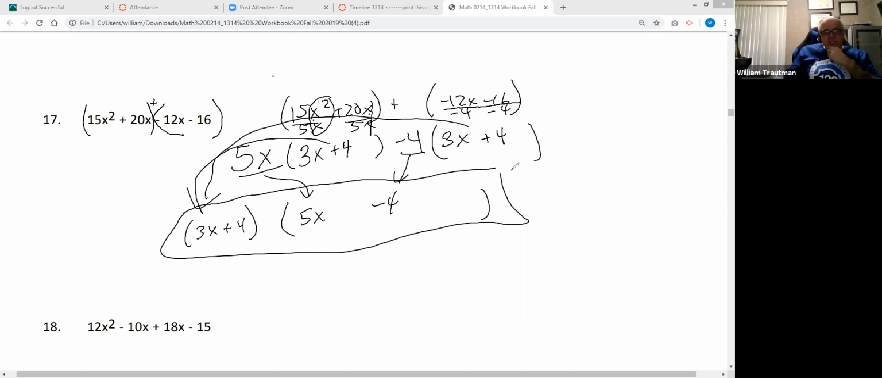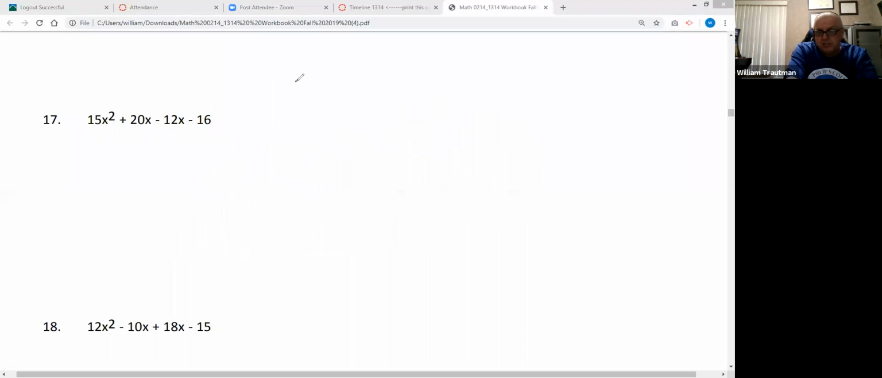All right, try number 18 now. Luckily, the third term is positive, so you don't have to divide out a negative. You only divide out a negative in the second parentheses when the third term is negative. The third term is positive, so we're okay. Try number 18 on your own.